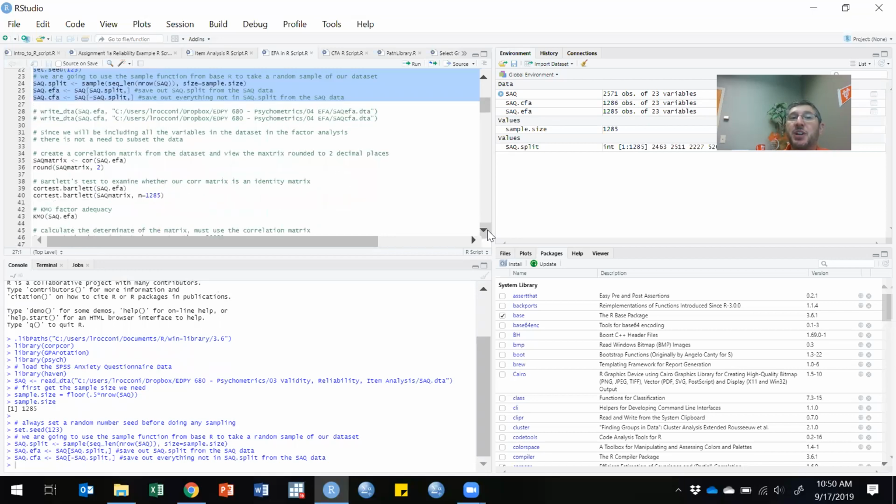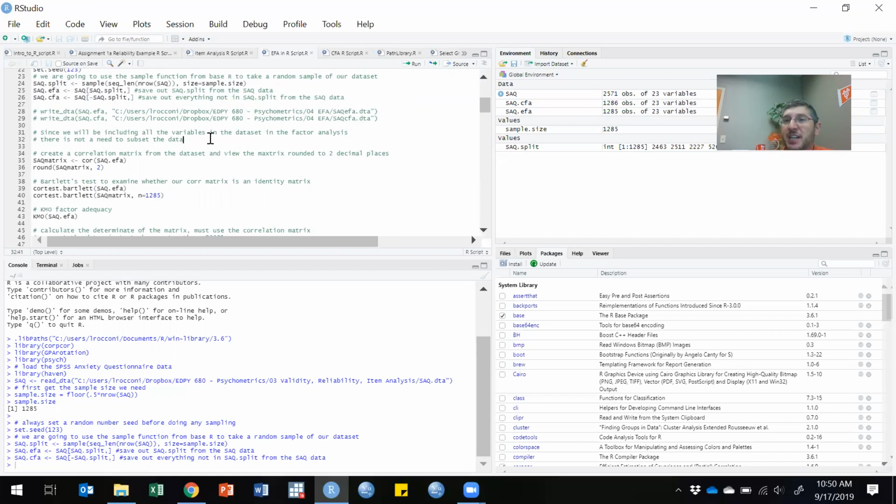Since we're going to be including all the variables in the data set in this factor analysis, we don't have to subset these data any. If you're not going to use all the variables in the data set, then you might need to create a new data set where we just take out the variables that we're going to use in the EFA. It just makes it work better in the package we're using.